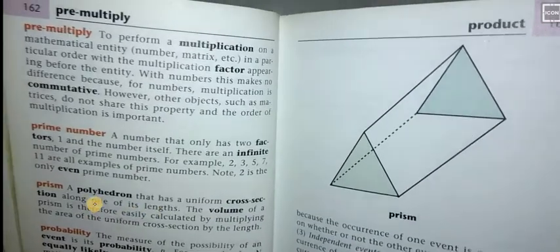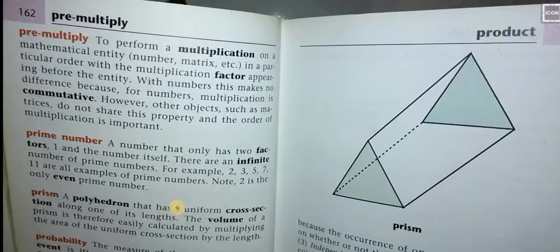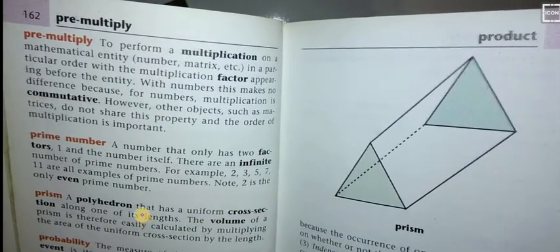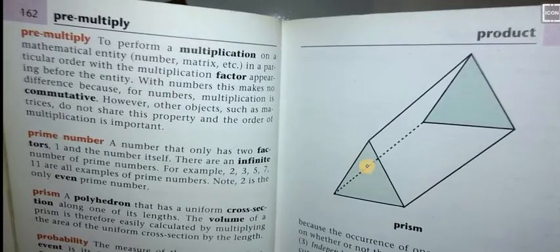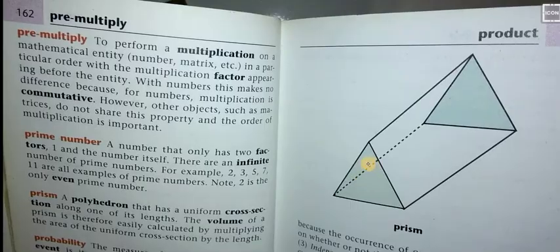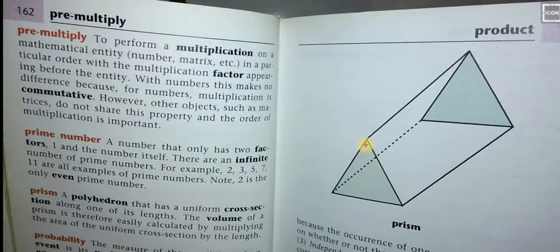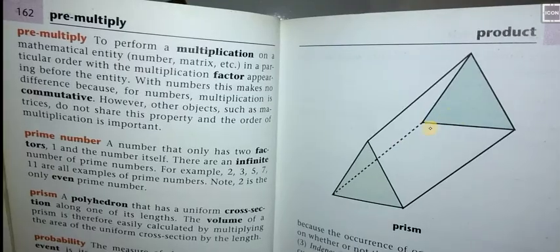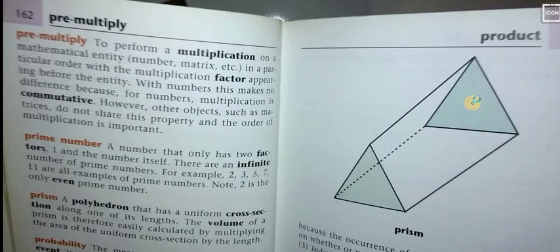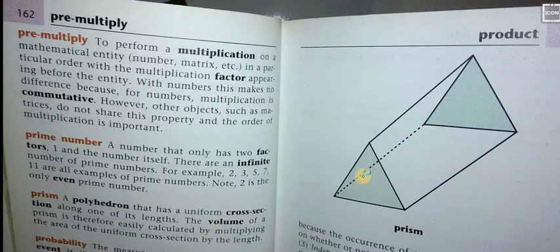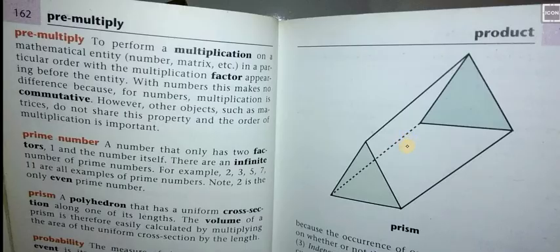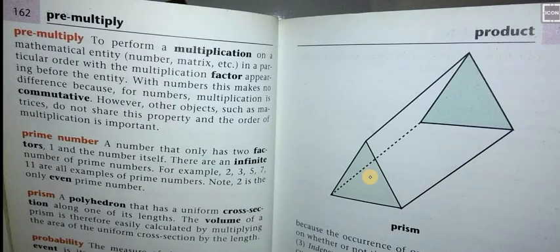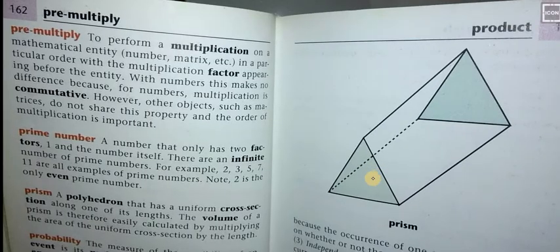So if you want to find the volume, for instance, of this prism, it says here that the volume of a prism is therefore easily calculated by multiplying what? The area of the uniform cross-section by its length. So this is the area of the uniform cross-section. This is the only shape where you can actually cut all the way through and get matching faces all the way through to the end. Uniform means same, congruent all the way through. So once you find the area for this side, you multiply by the distance between this side and that side.